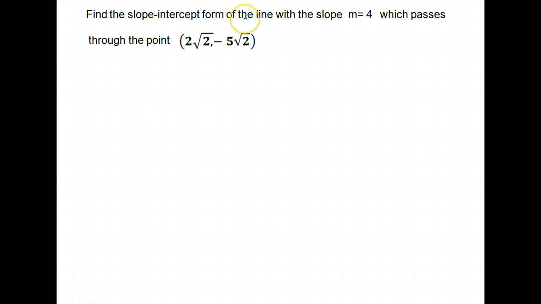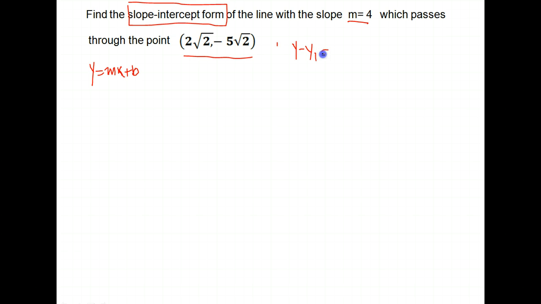All right, find the slope-intercept form of a line with a slope of 4 and passing through the point 2 root 2, negative 5 root 2. That looks a little hairy, but we do it the same way, regardless of what numbers they give us. Again, they want the slope-intercept form. So we know when we're done, we want something that looks like this: y all by itself equal to everything else. But we're going to start with the point slope form.